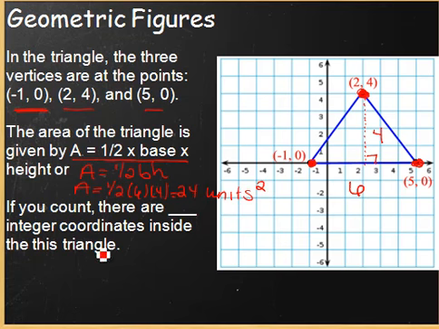We could also look at how many integer coordinates are inside this triangle. Well, integer coordinates are those positive and negative whole numbers including 0. If we would go in and count, we would see that there's 1, 2, 3, 4, 5, 6, 7, 8, 9, a total of 9 integer values inside this triangle.